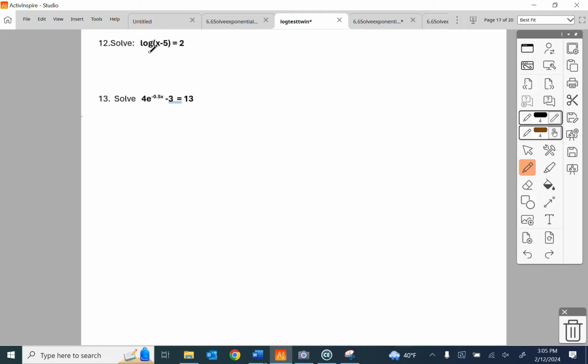I'm going to put that understood 10 right there. That is my base. That is my argument. And that has to be my exponent. So 10 squared has to be equal to x minus 5. That's 10 squared. 100 has to be equal to x minus 5. I shift over, and x has to be 105. Not hard.